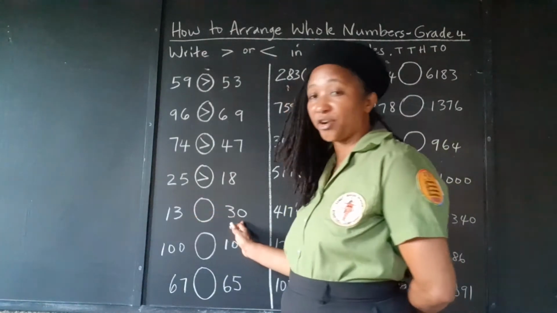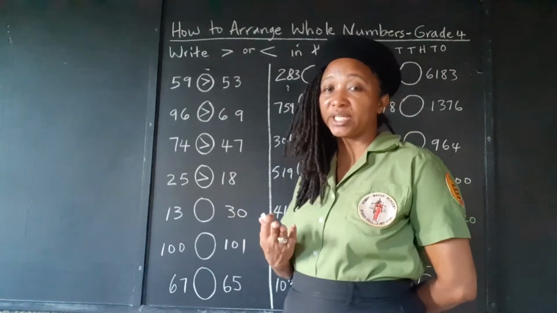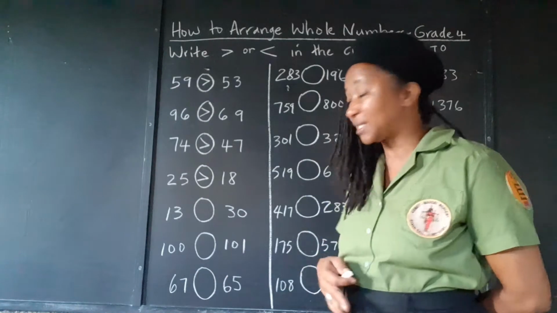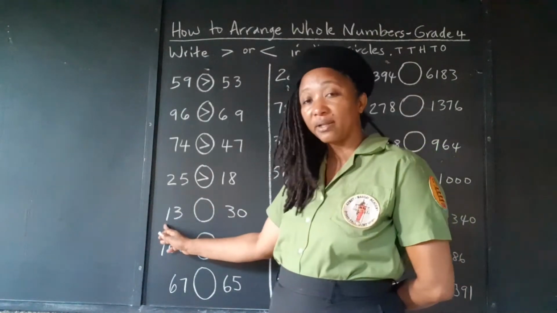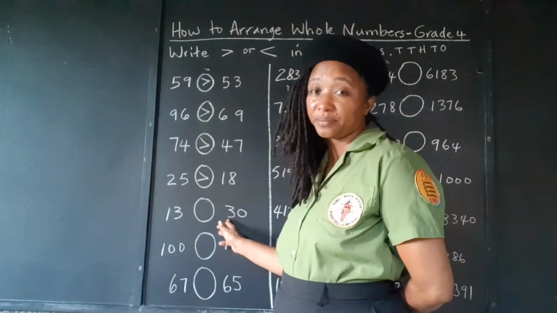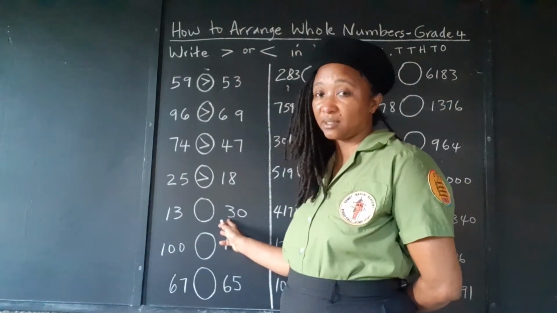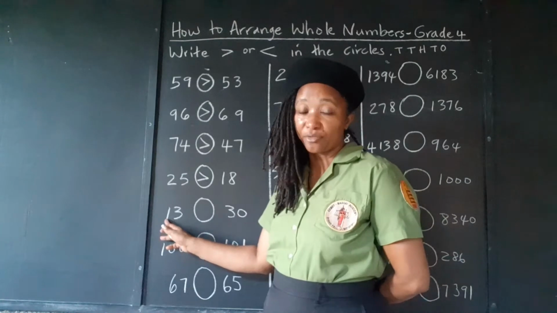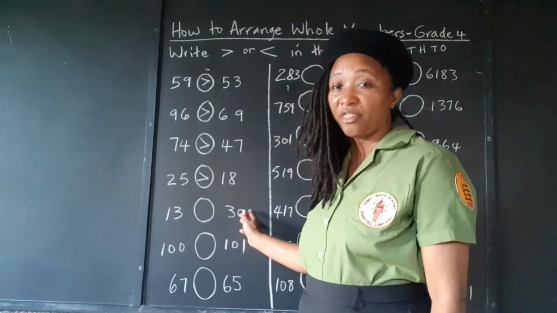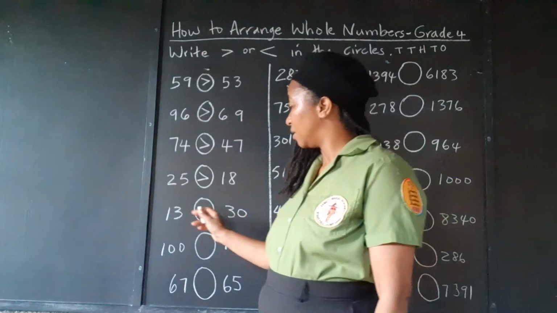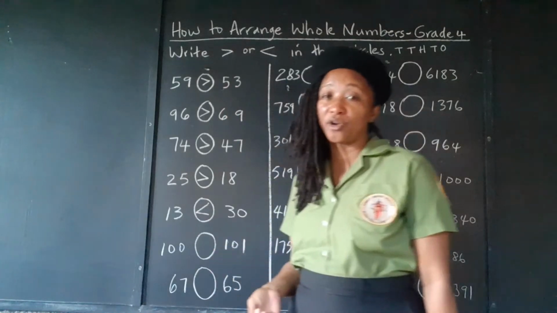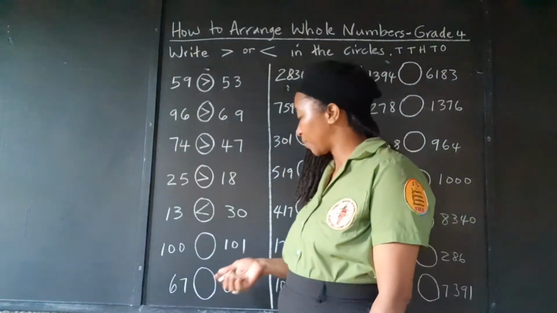13 and 30. Two digits, so they both have only tens and ones. So we look to the tens place. This has a 1 in the tens place, and this has a 3 in the tens place. 1 is less than 3. 13 is a smaller number than 30. So we put less than.